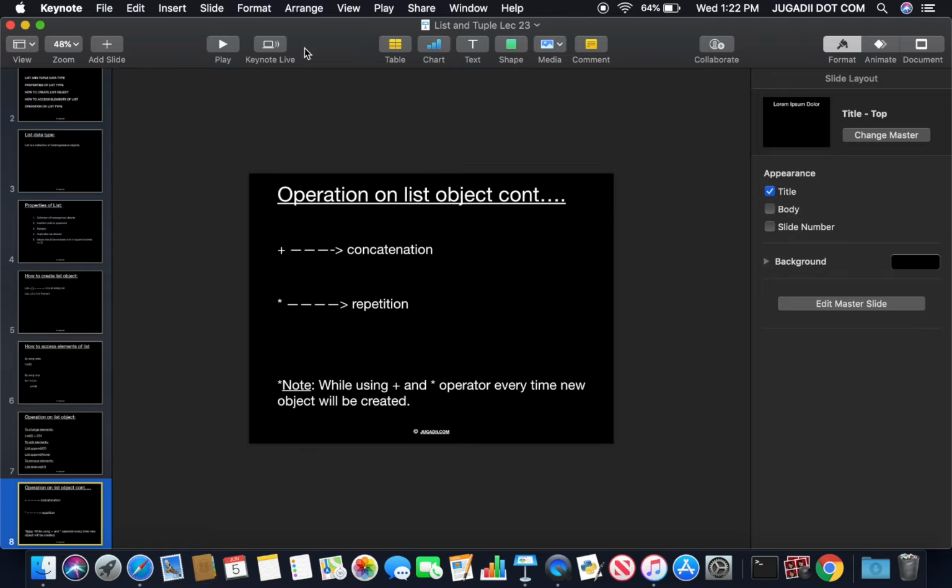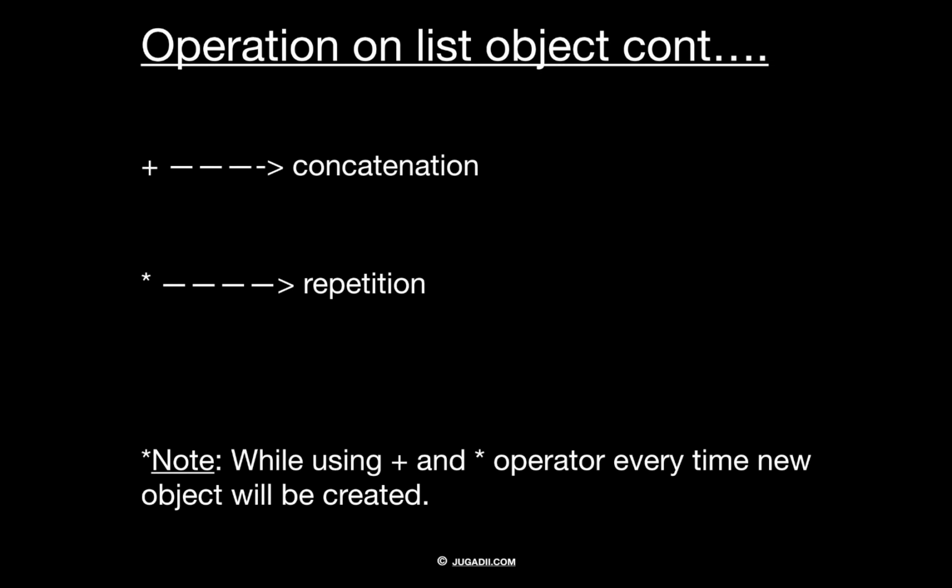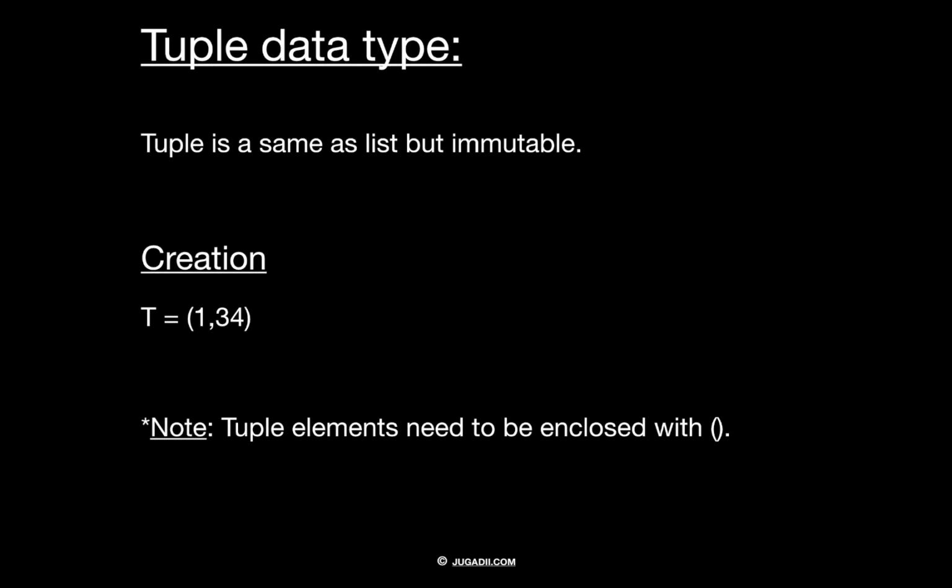Back to slides. Tuple data type. Tuple is the same as list but immutable. That means you cannot change the content of the tuple. For creating a tuple, just type the name of the tuple equals parentheses, and between them the values which you want to use. Note, tuple elements need to be enclosed within these parentheses.